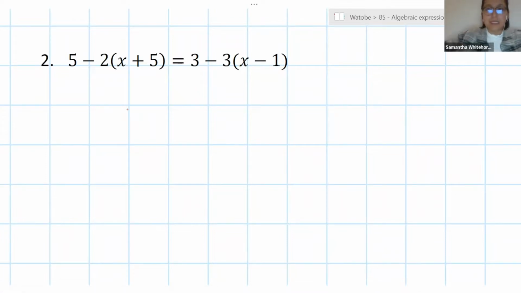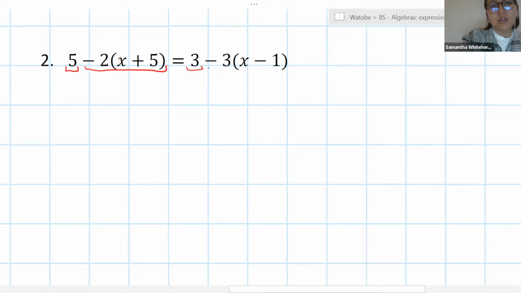Now, what's quite important here is that we realize we have terms on either side of our equation. So this 5 is one term. This whole negative 2 times the bracket is a second term. Over on the right, this 3 is a term, and this negative 3 times the bracket is a second term. It's really important that we see those terms, because when I start simplifying, if you think back to BODMAS, the first thing I need to deal with is the multiplication, not the addition or subtraction.